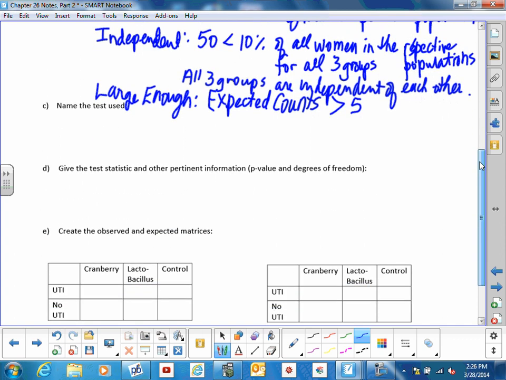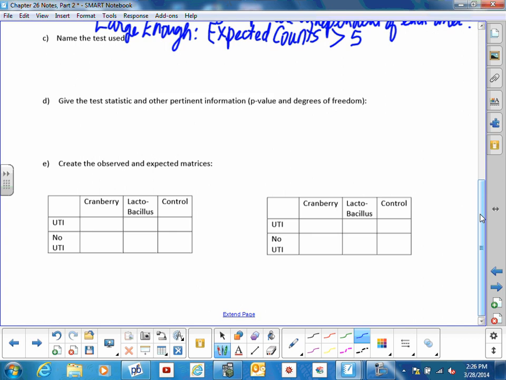So let's go down here to these things and fill out these tables. We have one for observed data, and we have one for expected data. And after we figure these out, in a second, I'm going to be able to put in my conditions as shown in the table below. Okay?